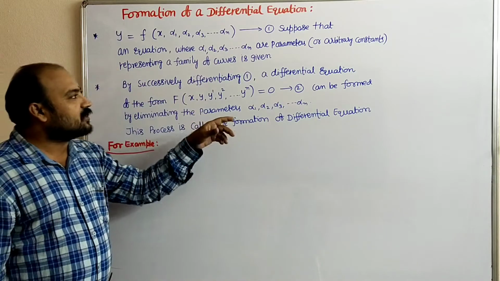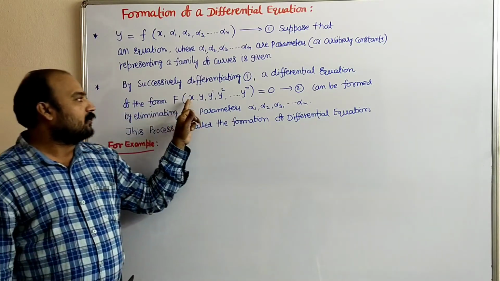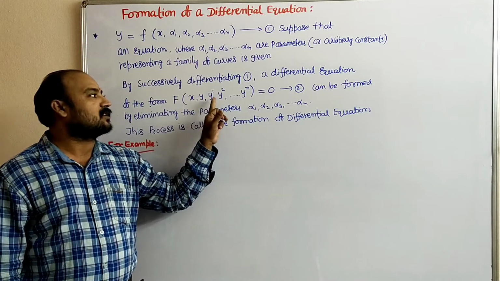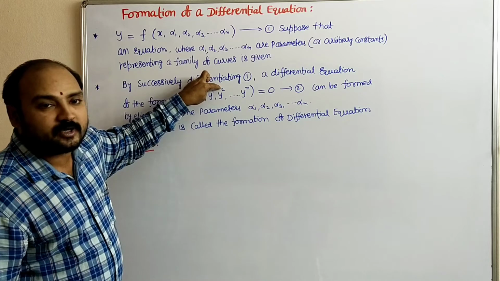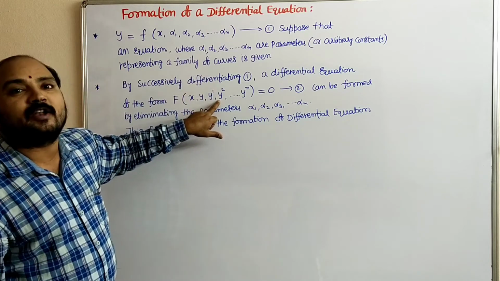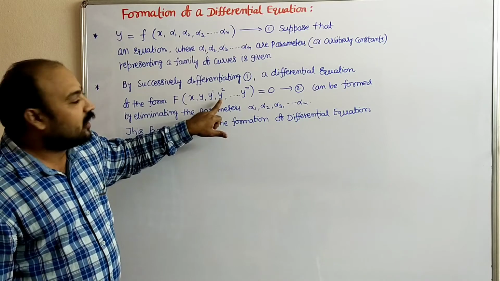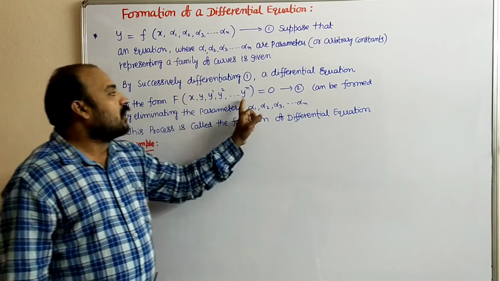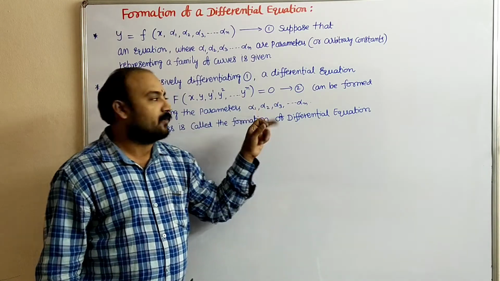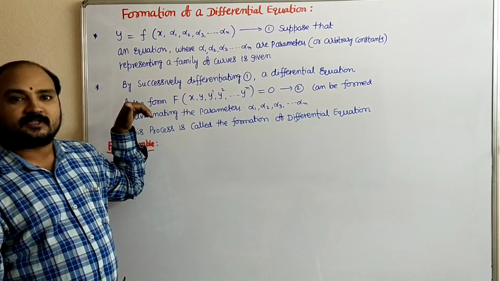See, after differentiating, the equation is going to get this form, capital F of x comma y dash comma y double dash and so on y power n. Here y double dash, that means second order derivative, it is not y square, it is the second order derivative. Y power 1 means first order derivative. Y power n, nth derivative of y, second derivative of y, first derivative of y. Like this we can discuss.